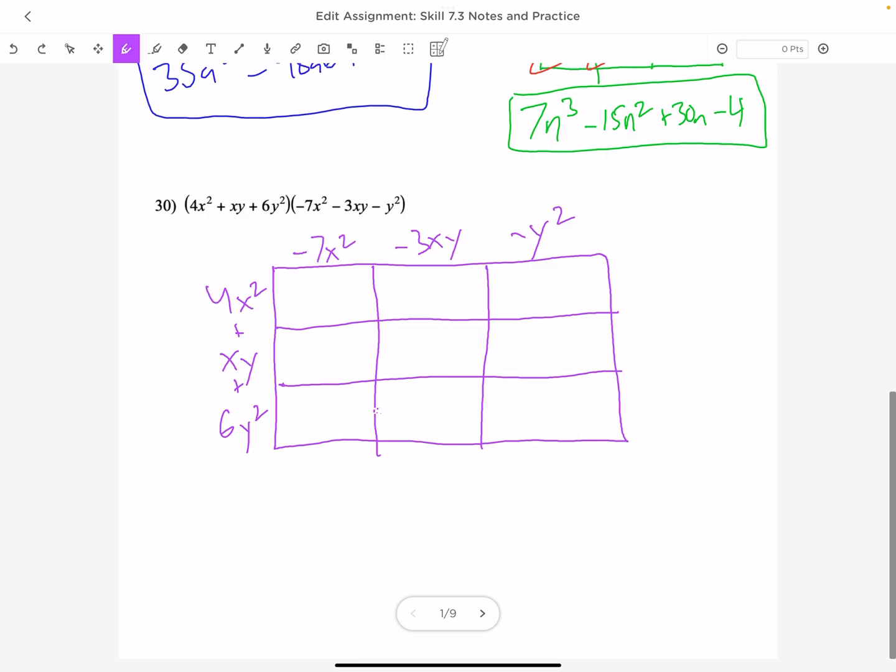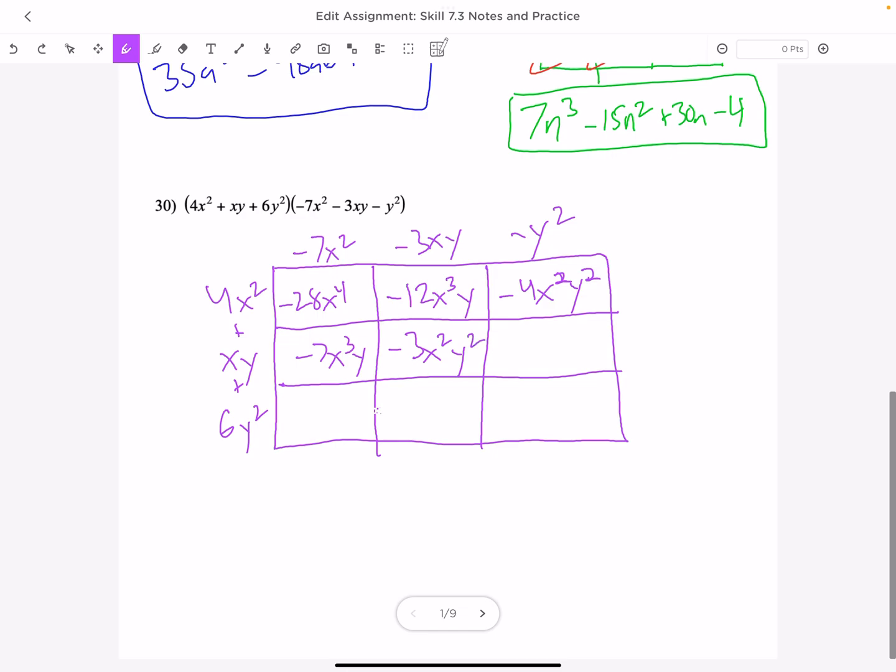And so I would get negative 7 times 4 is minus 28x to the fourth. All right, then this next box is negative 12x to the third, because it's x squared times xy. And then I have negative 4x squared y squared. Then coming down, I have negative 7x to the third y. And then I have negative 3x squared y squared.